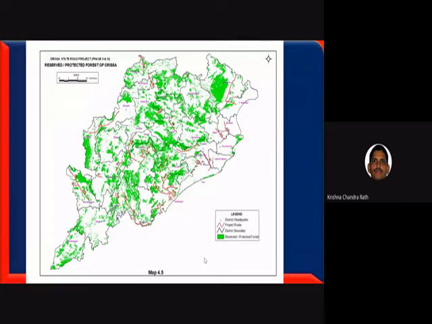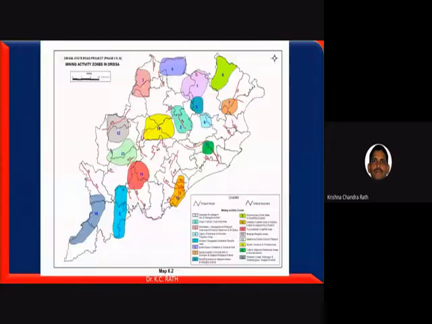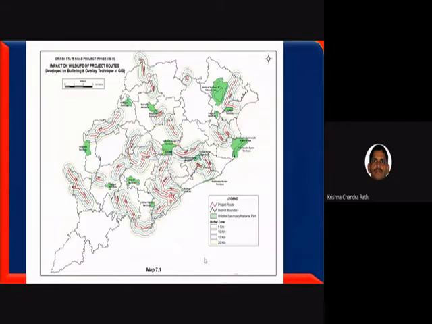Protected forest, reserve forest, then ecologically sensitive environment, like mining activity zones in Odisha, have been created, and wildlife.